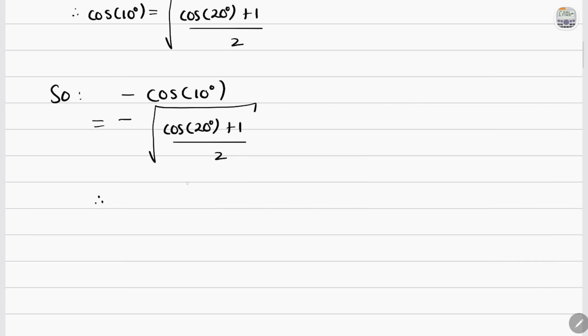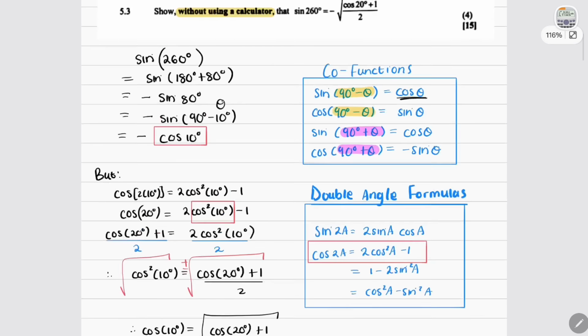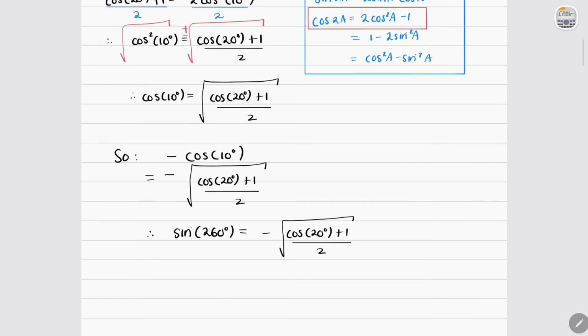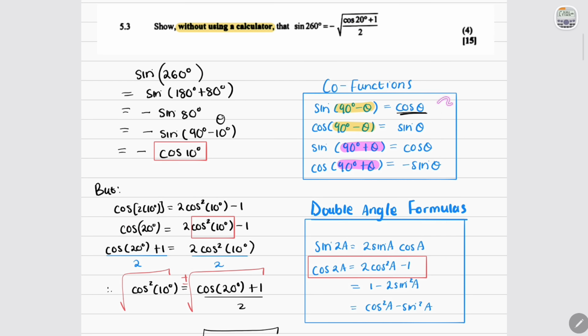So you can finally conclude that sine 260 degrees is equal to that. Okay, so we have proven that. That's what they asked us to prove, and we proved that. Remember, these don't have to be there.